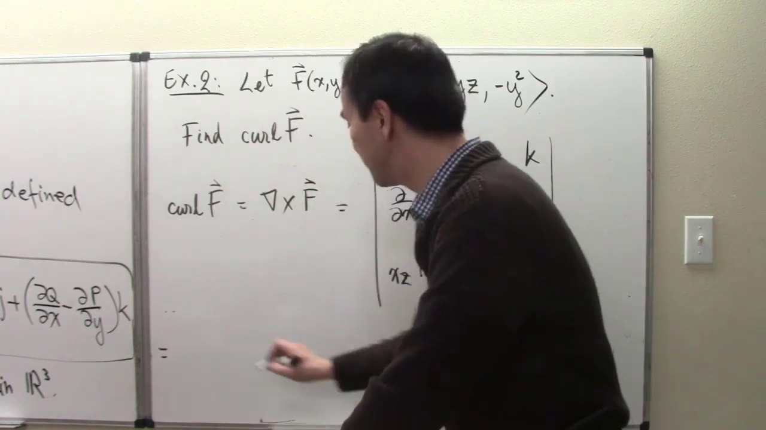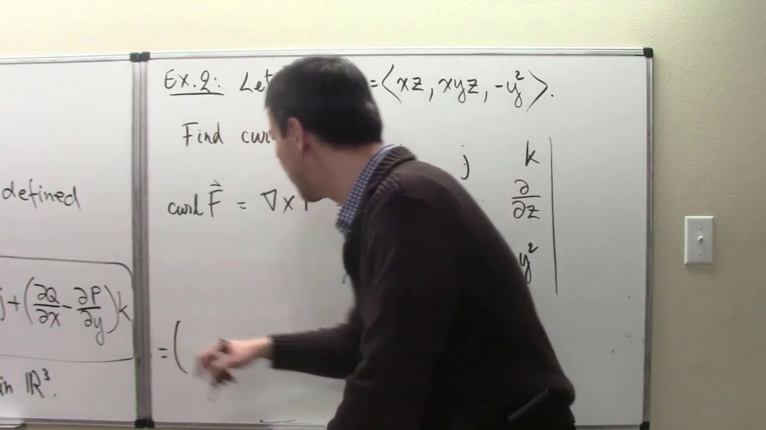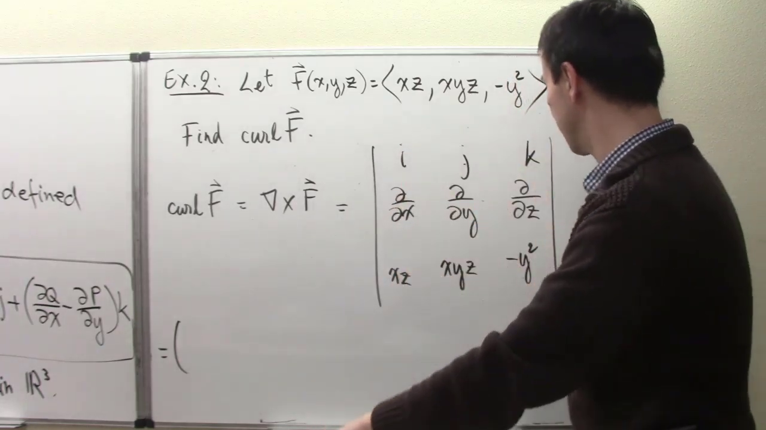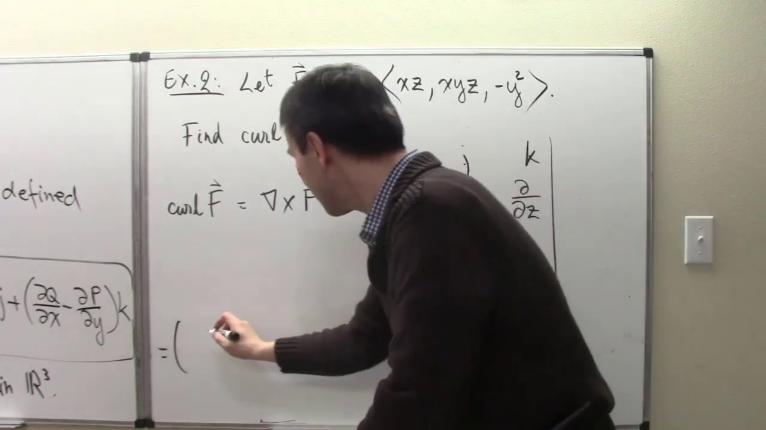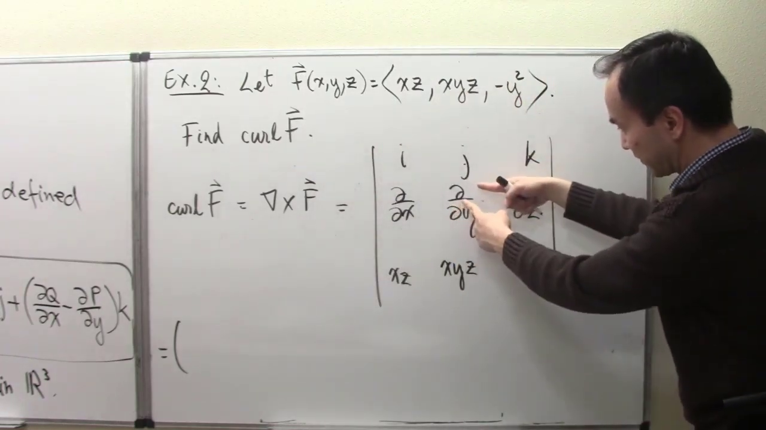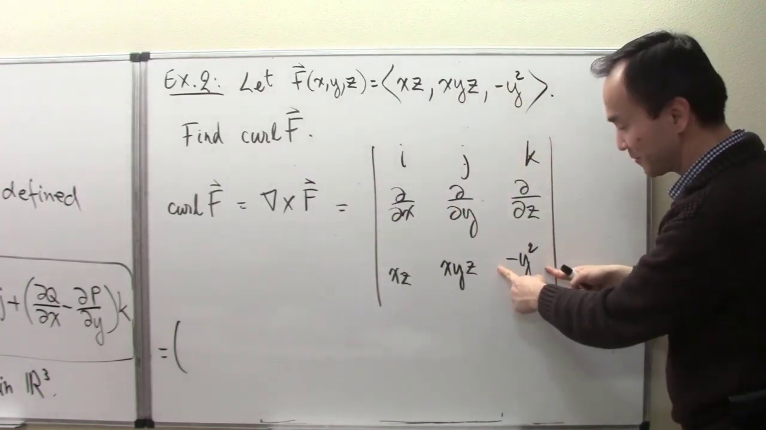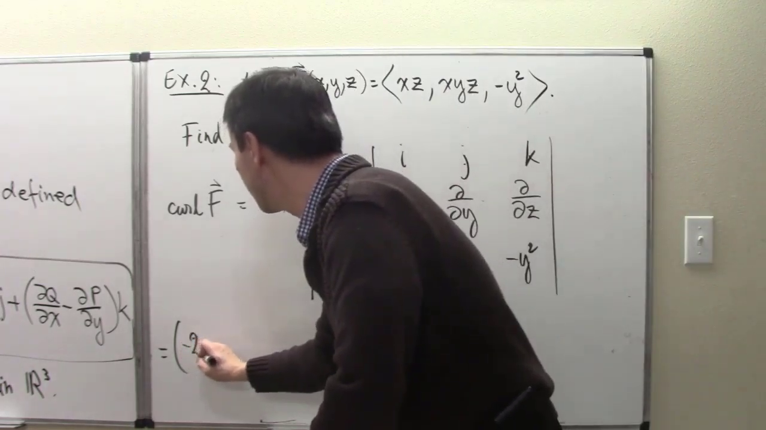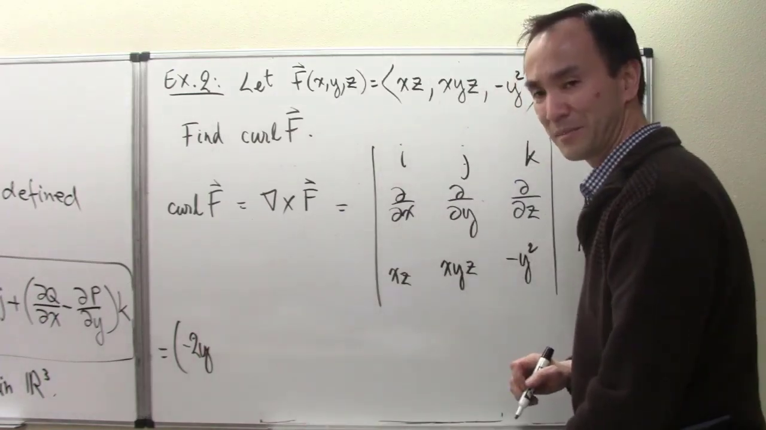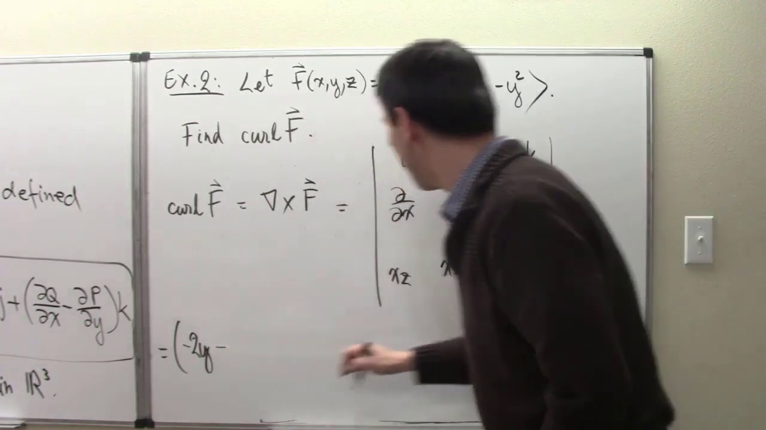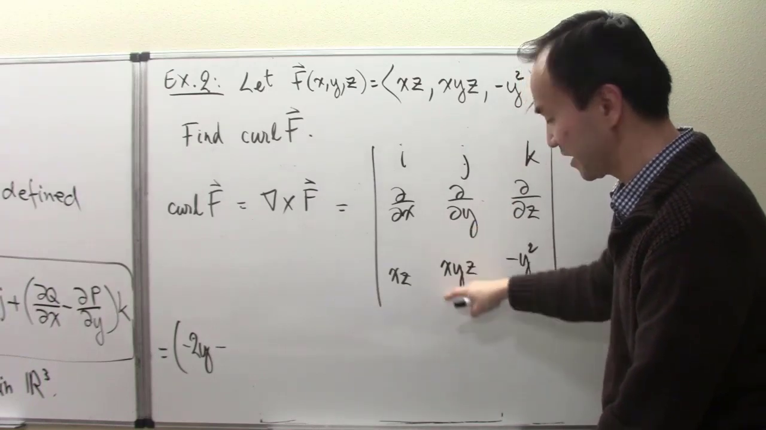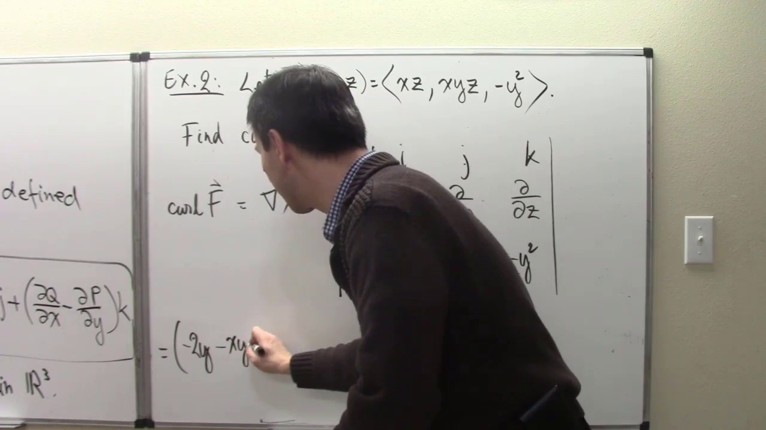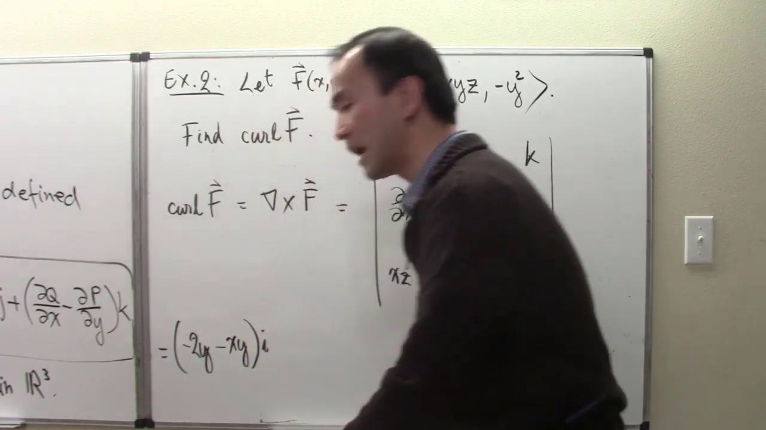Working this out with the determinant, isolating out the i component, we have these four entries right here. The partial derivative of this with respect to y gives me minus 2y. Okay, minus 2y, and then we're subtracting the partial derivative of this right here with respect to z. So we have minus xy. All right, so that gives me the i component.